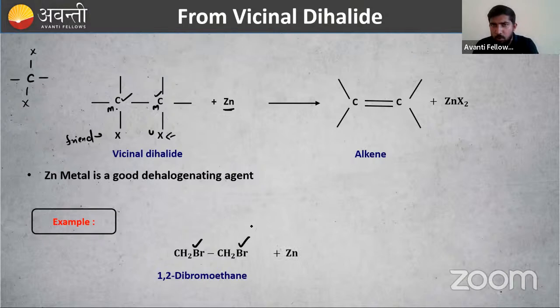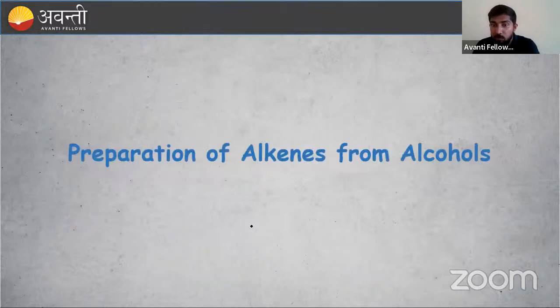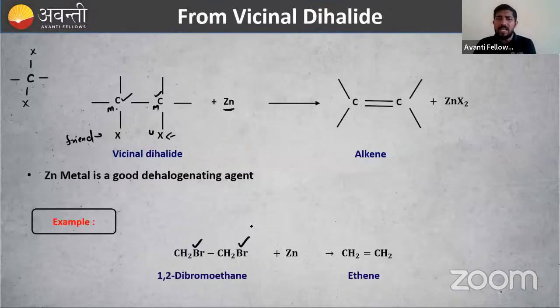So 1,2-dibromoethane in the presence of zinc, which is a dehalogenating agent, then ethene is formed. So alkene is formed here. Then you can write ZnBr2 that is formed. So vicinal dihalide to alkene. So zinc is coming and taking this halogen, 2 halogens, from the vicinal dihalide. Then alkene is formed here. So that is another method of preparation.